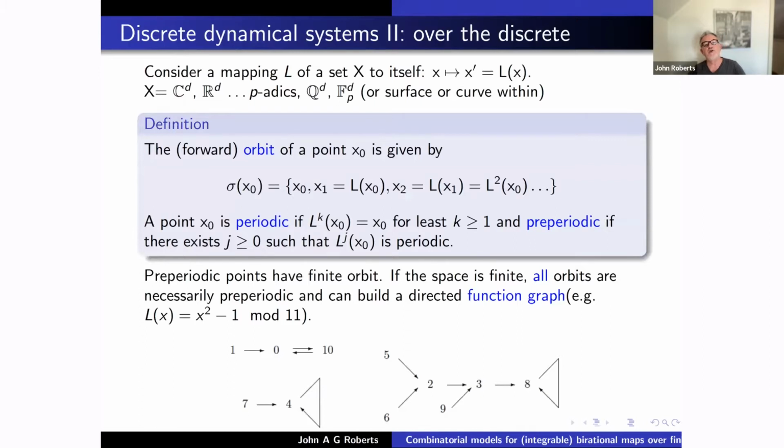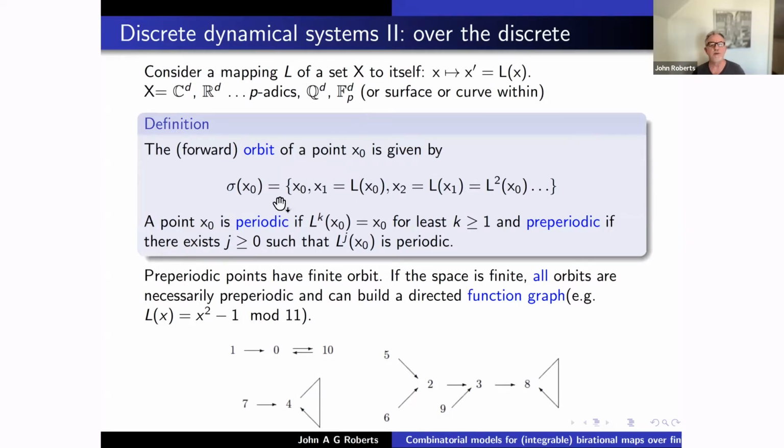And to make it easier for integrable systems, we're going to work over a space that's discrete. So I want to concentrate on the last space here, the product space of F sub p to the d.